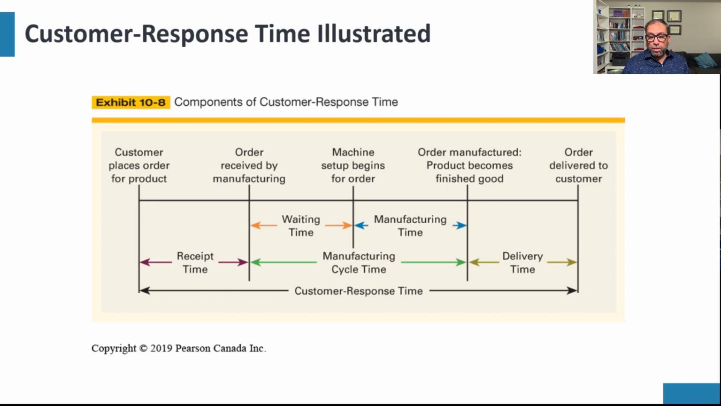It can be through courier, or by calling customers, and all these processes. So we see here that the customer response time is broken down into three time frames. And then this manufacturing cycle time is also divided into two.